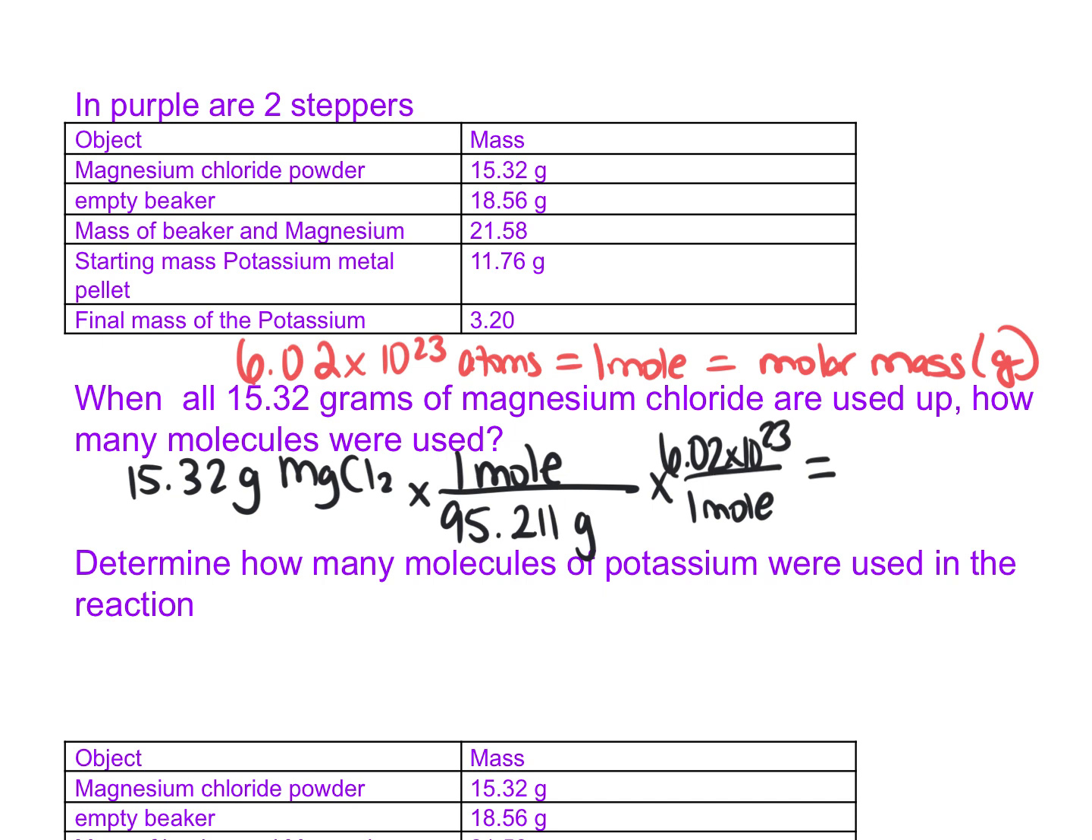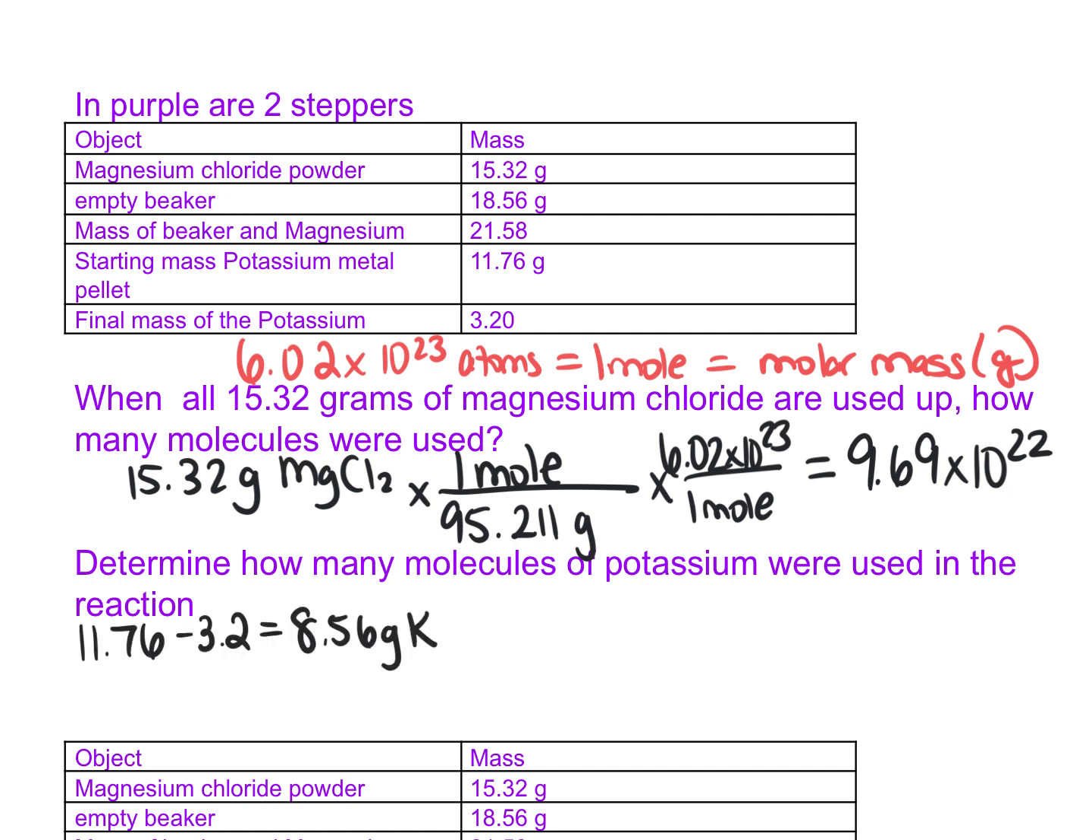So here's what this setup should look like. We're given 15.32 grams of magnesium chloride. I know 1 mole is equal to the molar mass, so I'm going to calculate the molar mass and put it here. I also know 1 mole is equal to this many atoms, so I'm going to use that relationship as my second. So you should get 9.69 times 10 to the 22nd molecules.